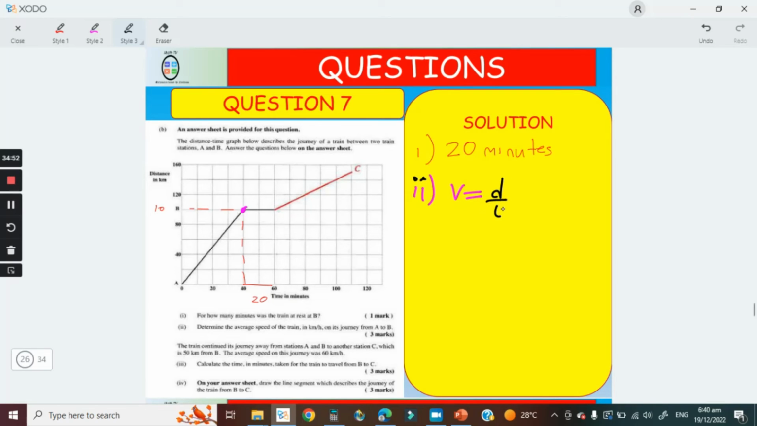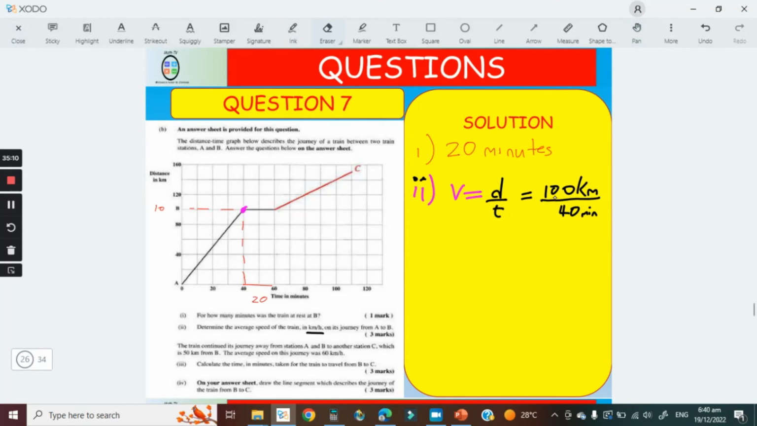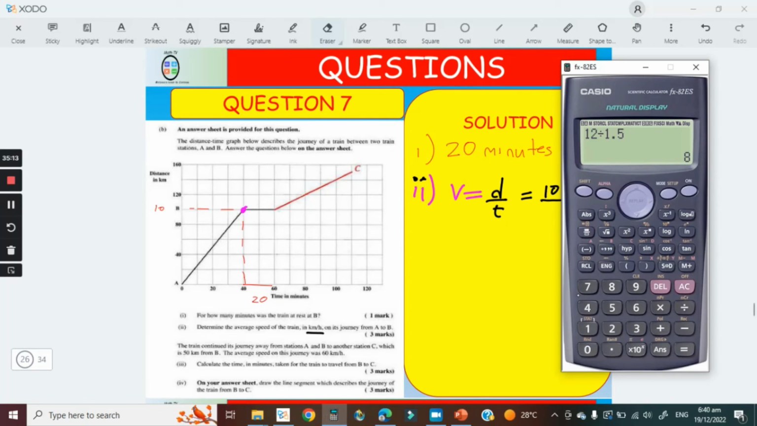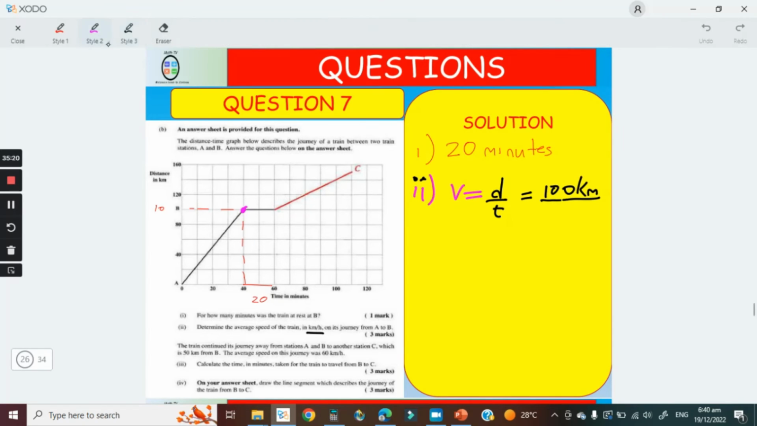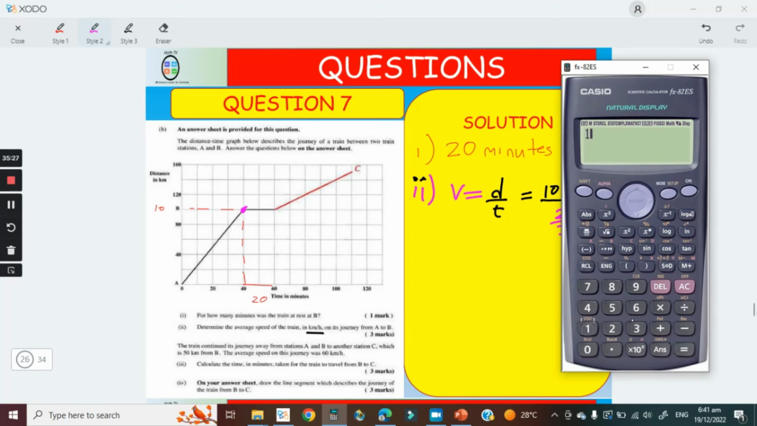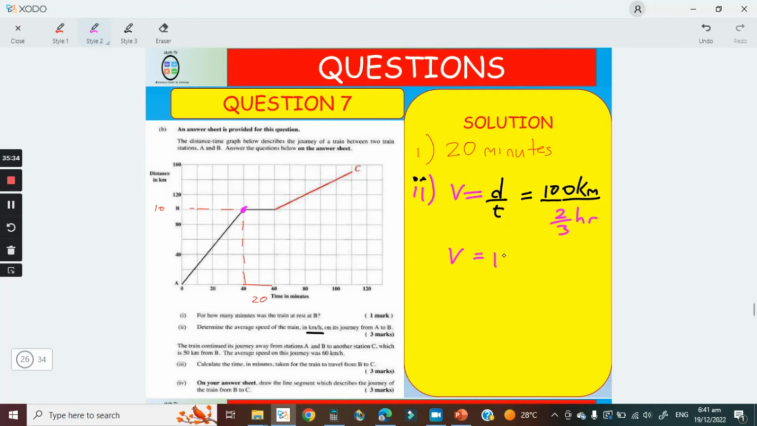So the average speed is the distance divided by the time, and the distance is 100 kilometers and the time is 40 minutes. But they want the average speed in kilometers per hour, so you cannot divide by 40 minutes. What do we need to do? We need to convert 40 minutes to hours. So first do the division. 40 divided by 60, that is 2 over 3 hours. So it's 2/3 of the hour. It's less than an hour. Now we can do our division. 100 divided by 2 over 3, that is 150. So the average speed is 150 kilometers per hour. That's it. That's part 2.